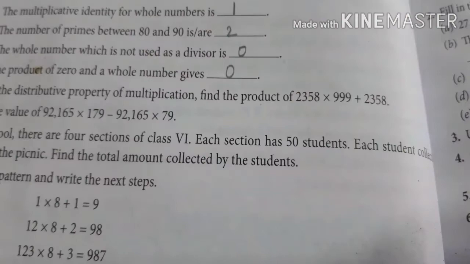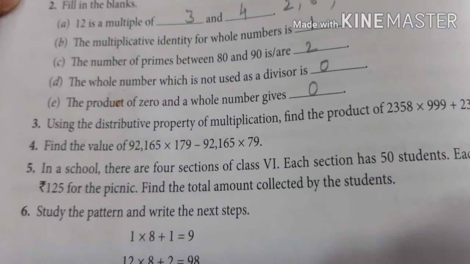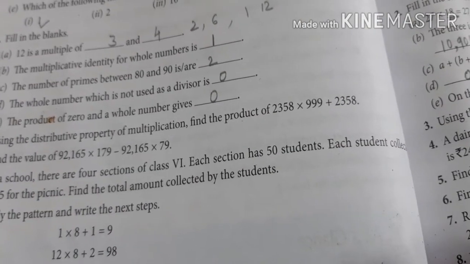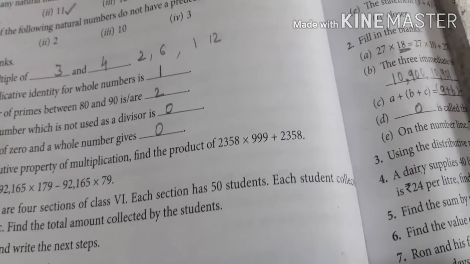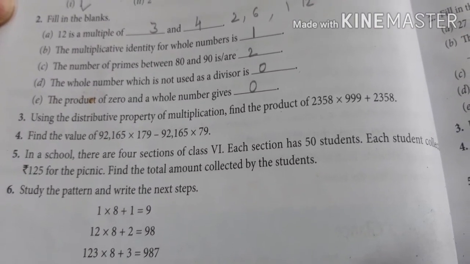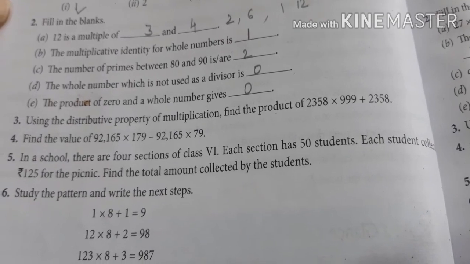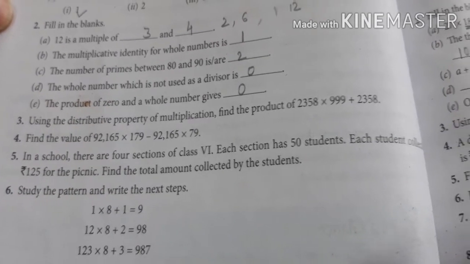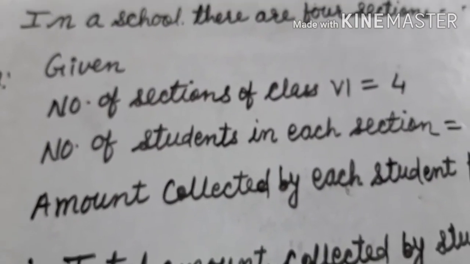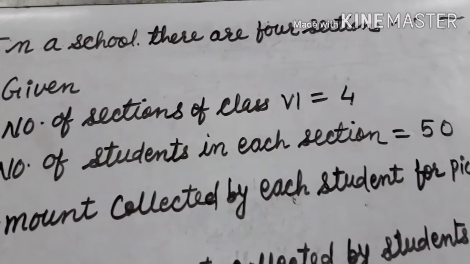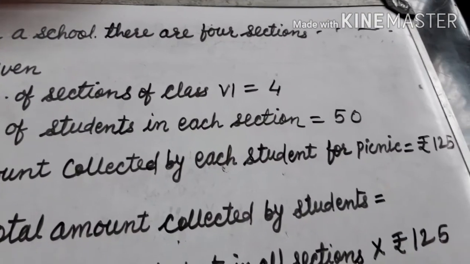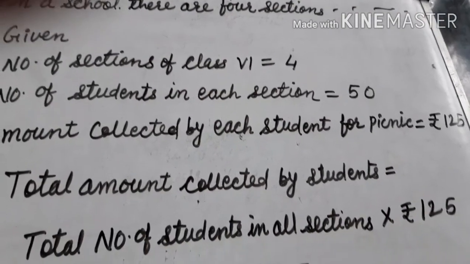Next question is, in a school there are 4 sections of class 6. Each section has 50 students. Each student collects rupees 125 for the picnic. Find the total amount collected by the students. Whenever a word problem is given, first we write what is given. Here it is given the number of sections of class 6 is 4. Number of students in each section is 50. Amount collected by each student for the picnic is rupees 125.